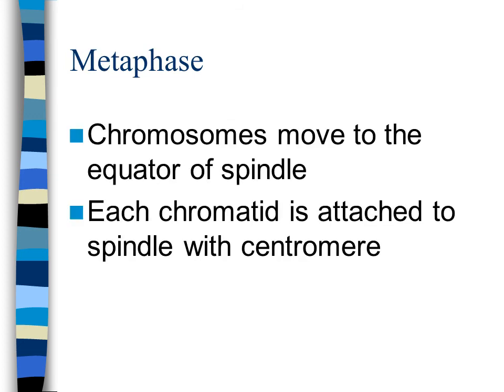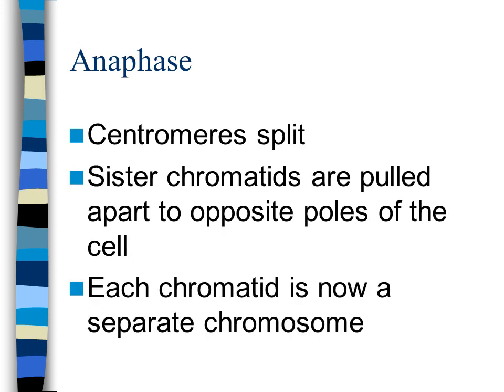Next, metaphase. The chromosomes move to the equator of the spindle, so they start centering up, okay? And then in anaphase, the centromere splits in 2. You'll see that picture with each sister chromatid being pulled back to the polar ends of the cell. These sister chromatids are pulled apart to opposite poles of the cell, and each chromatid is now a separate chromosome.